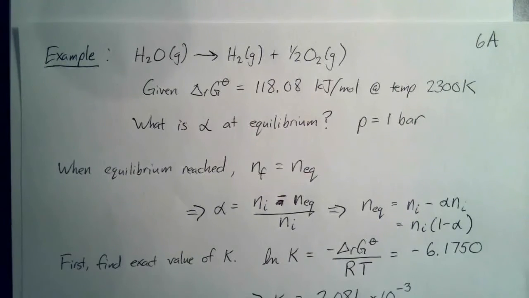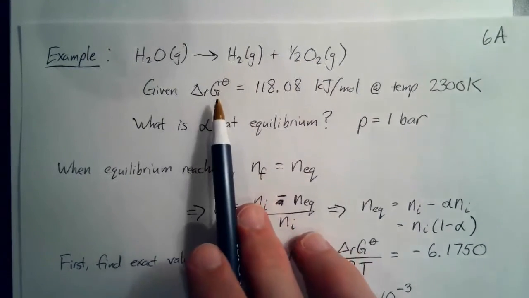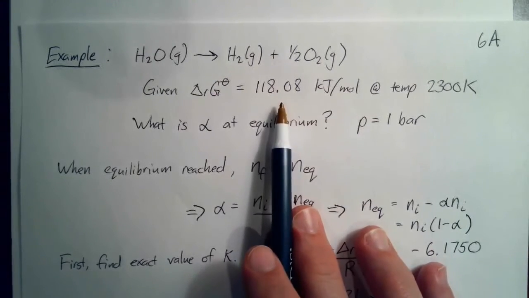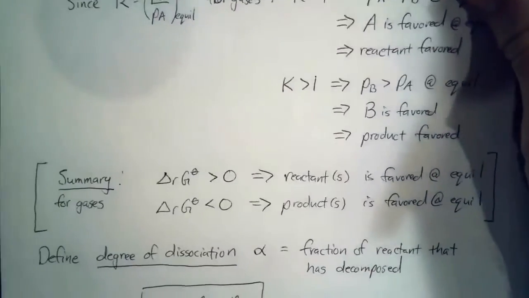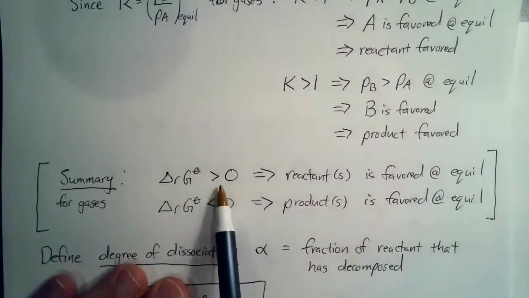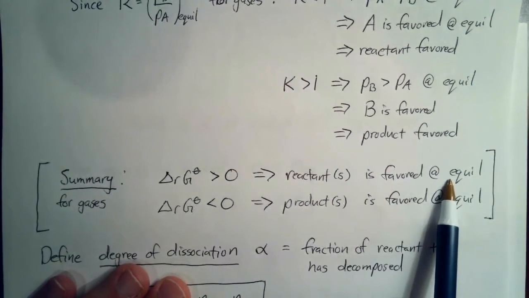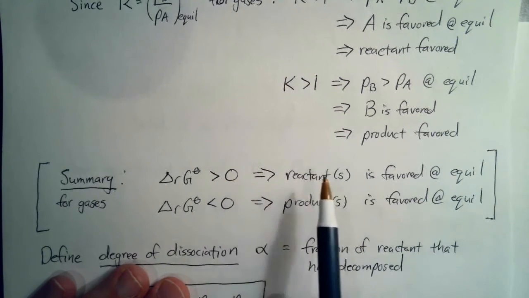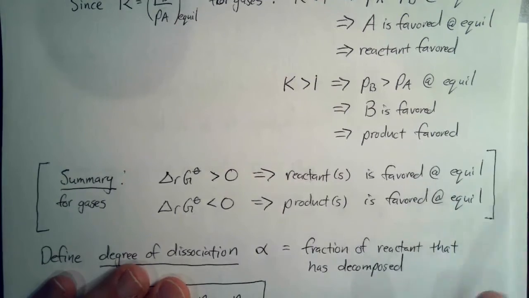So backing up to the problem statement, here is delta Rg standard. It was given to us, 118 kilojoules per mole, okay? A big positive number. And backing up to the summary that we had for gases, if I have a positive number, then I know that the reactant is favored in equilibrium. And in this case, I have a very large positive number. So the reactant is going to be very favored at equilibrium.